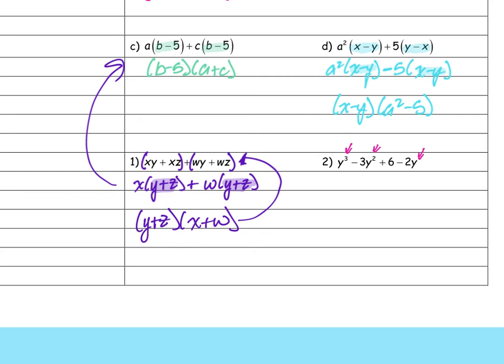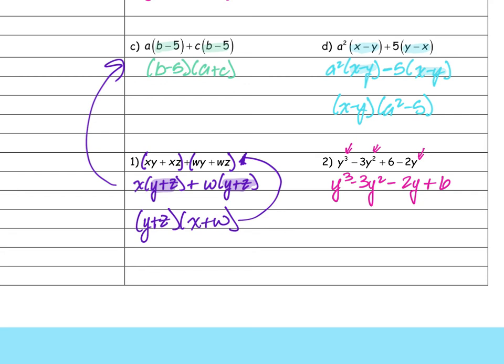So I'm just going to rewrite this first. So y cubed minus 3y squared minus 2y plus 6. Okay, so I want to make sure my exponents are in order from greatest exponent to no exponent, basically, to my constant. So 3, 2, 1, 0. Is everyone okay with that concept?